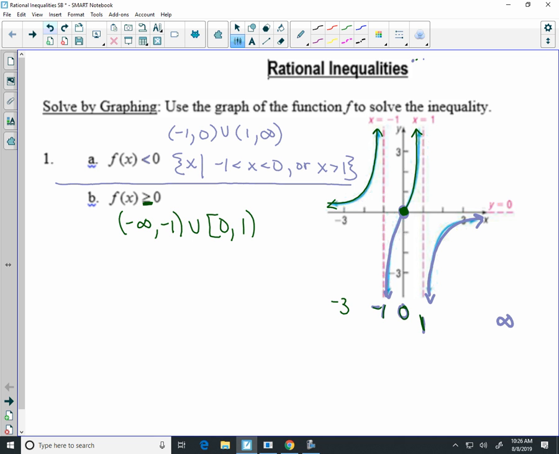The way that looks in set notation: x such that x is less than negative 1, or x is between 0 and 1, and then we're going to be really careful here. We're going to do equal to with a 0, and just less than with a 1. So a lot of detail work here. Should have been an infinity there. Sorry about that. Hopefully you thought I was going crazy there for a minute because you were paying really close attention. All right, let's look at number 2.